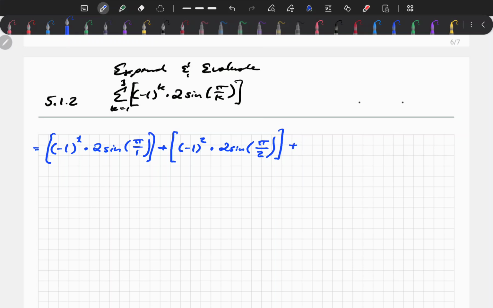So we're going to add our third term. We will have negative 1 raised to the power of k. K is 3 in our third and final term. So we're going to put 3 here. We're going to multiply it by 2 sine of pi by 3.